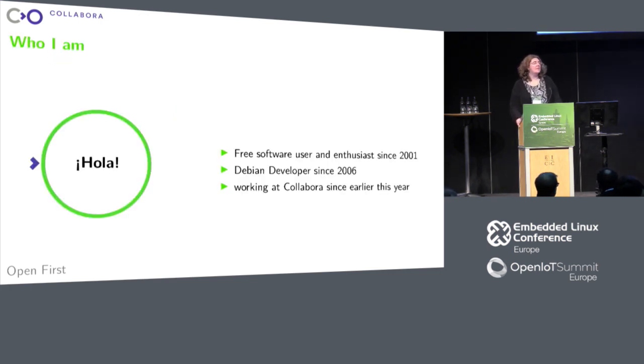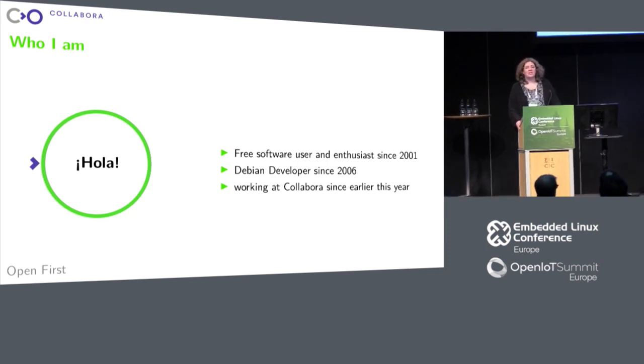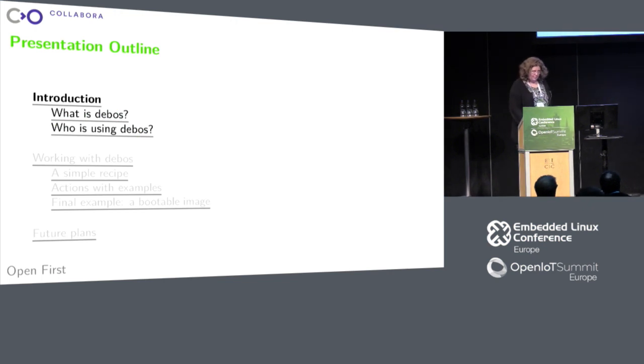My name is Ana Guerrero López. I have been contributing to free software for like 18 years now, mostly to the Debian project. Probably you have seen my name before, it has been in something related to Debian. I have been working at Collabora since earlier this year. And today I would like to present something cool that we have done at Collabora that is called DevOps. So let's start with the presentation.